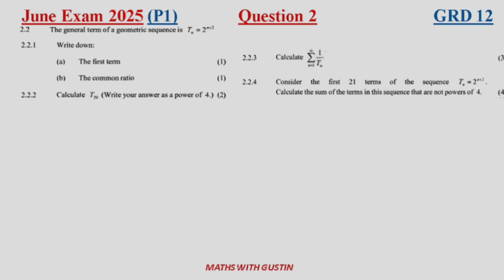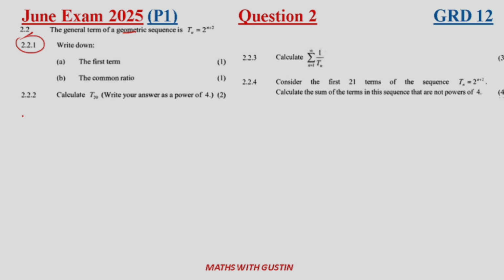All right, 2.2 says here, the general term of a geometric sequence. They've already told us it's geometric, so we know that we're dealing with ratios here. If a geometric sequence is given by Tn equals 2 to the power of n plus 2, 2.2.1 says write down the first term.